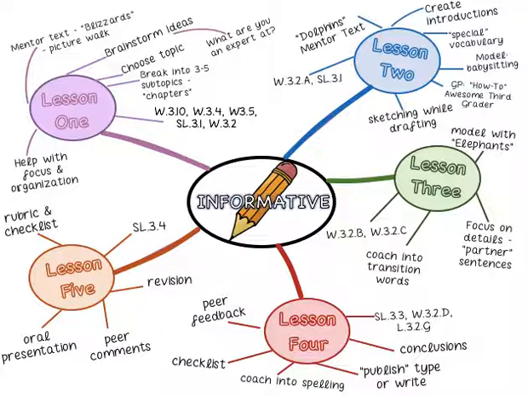I would also give students a checklist of what is expected to be included in this informational writing piece. At some point, it might be in this lesson, or maybe I could just give it to them earlier so that they could have it to check off throughout the week, and I would coach into using those transition words during those conferences. Lesson 4 would focus on conclusions and polishing up their drafts.